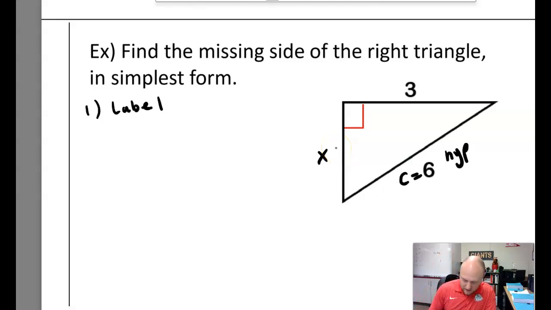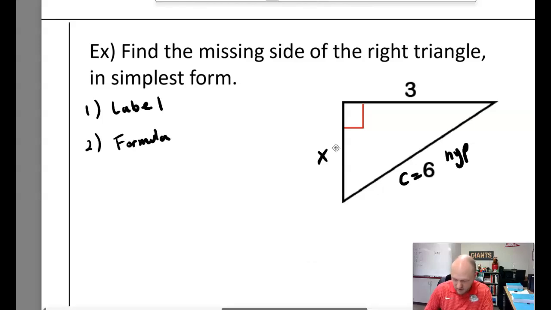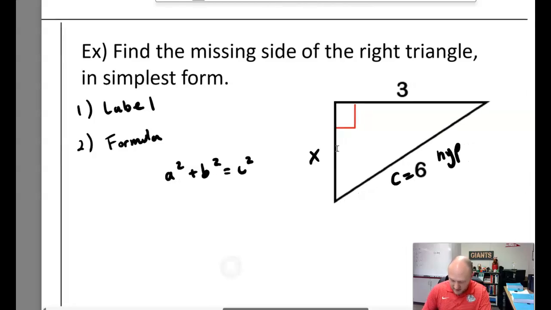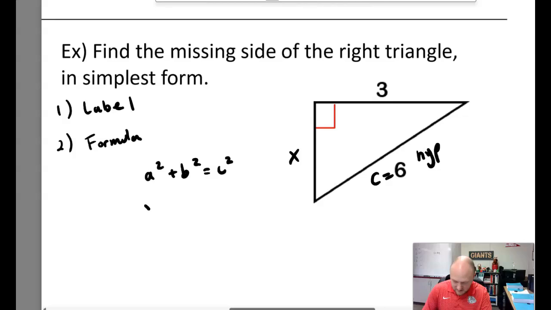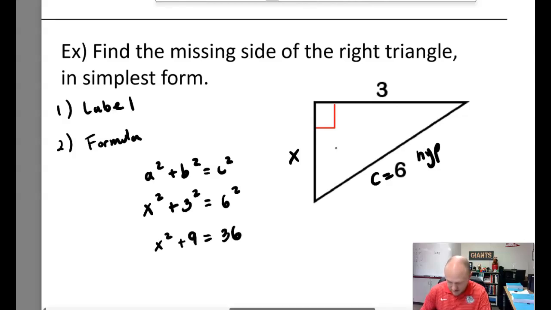I'll give it x. And then I'm going to write my formula, the Pythagorean theorem, which is a squared plus b squared equals c squared. If you need to write down the Pythagorean theorem, you can go ahead and do this. And a, let's just call a our x here. B, that's going to be the other leg, which is 3. And then our hypotenuse is our c value, so 6 squared. So we get x squared plus 9 is equal to 36.